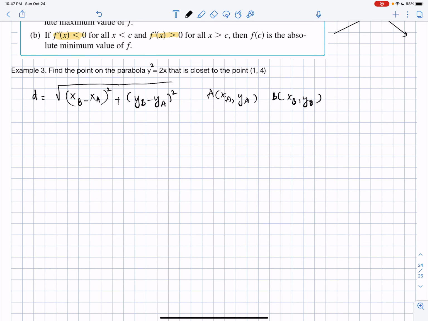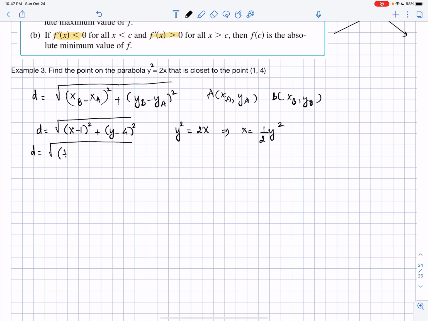Now let's consider any point on the parabola, (x, y). Then we have the distance is the square root of (x minus 1) squared plus (y minus 4) squared. But this point is on the parabola y squared equal 2x, so then we can plug this in. Now let's just make it in one variable. So x is 1/2 y squared. Now I will plug in. So I will get (1/2 y squared minus 1) squared plus (y minus 4) squared.